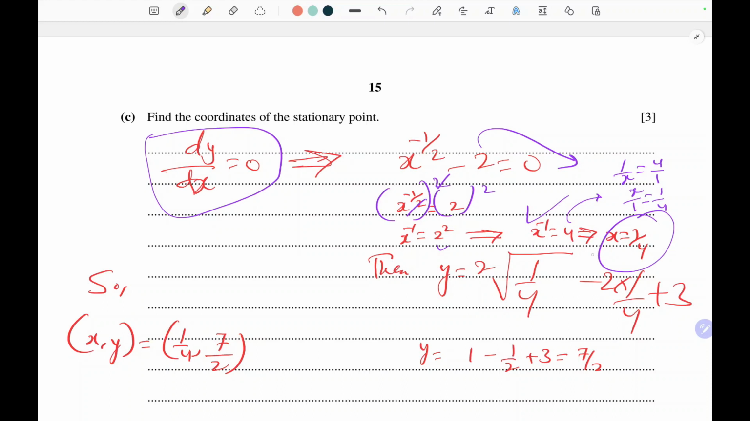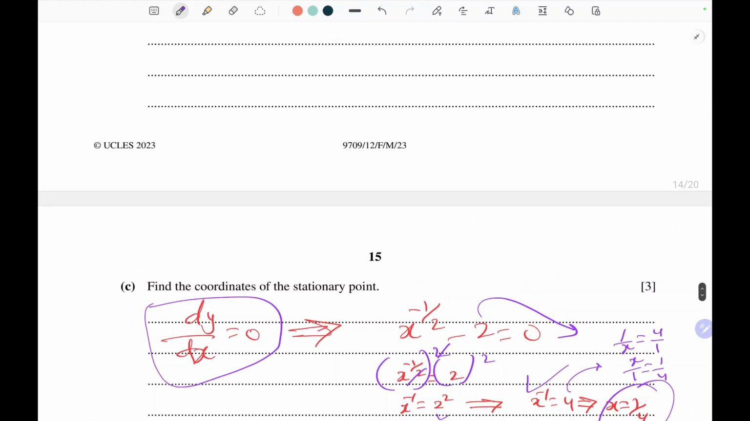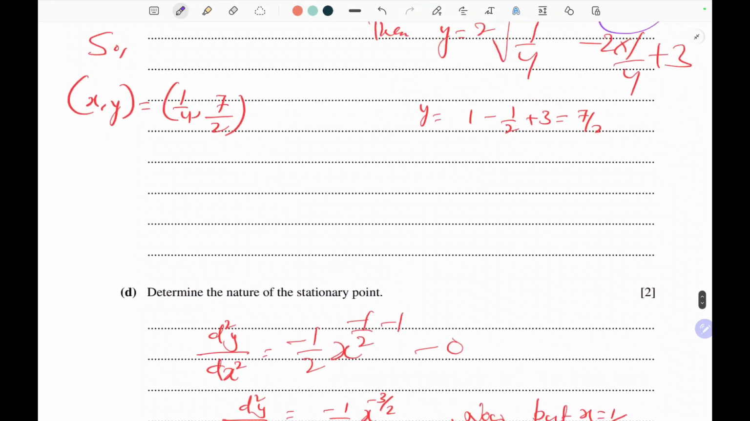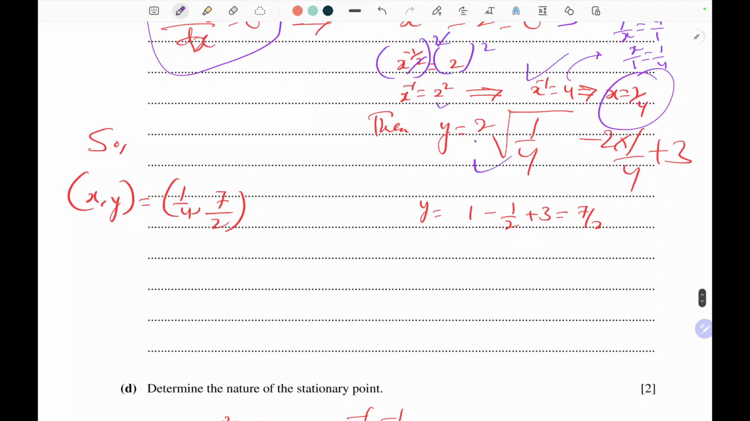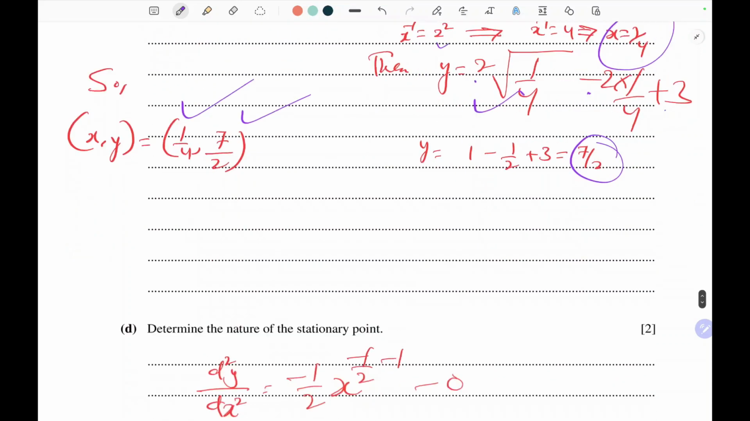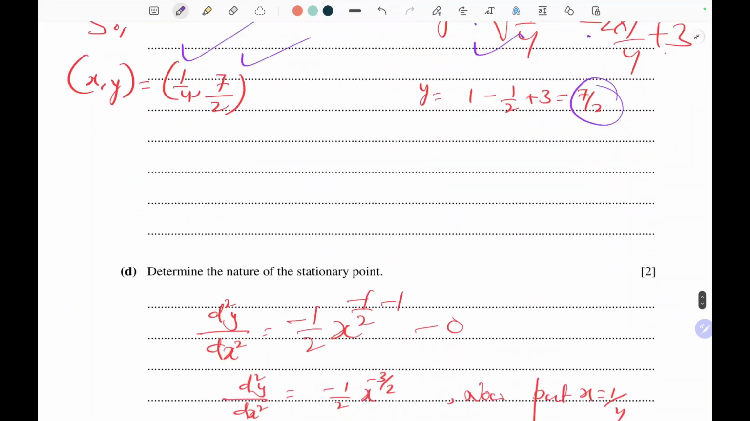So when x is 1 over 4, what will y be? Just put x equal to 1 over 4 in this. So 2 times root 1 over 4 minus 2 times 1 over 4 plus 3. Just calculate, you will get 7 over 2. So x is 1 over 4, y is 7 over 2. So this is your stationary point.